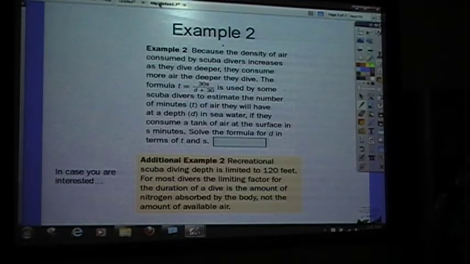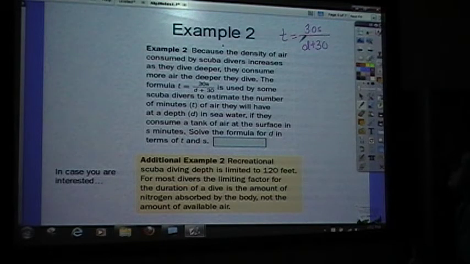Okay, next one is about scuba divers. Because the density of air consumed by scuba divers increases as they dive deeper, they consume more air the deeper they dive. The formula T equals 30S over D plus 30 is used by some scuba divers to estimate the number of minutes, and that's time, T, of air they will have at a depth, D, in seawater, if they consume a tank of air at the surface in S minutes. Solve the formula for D.